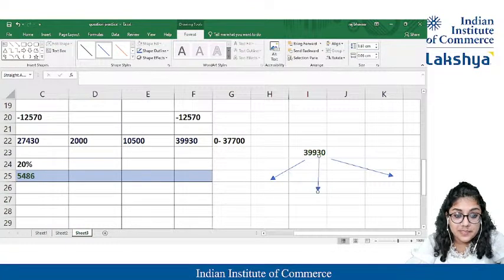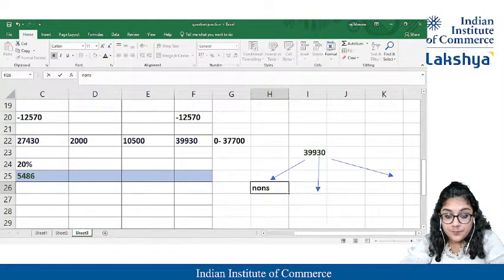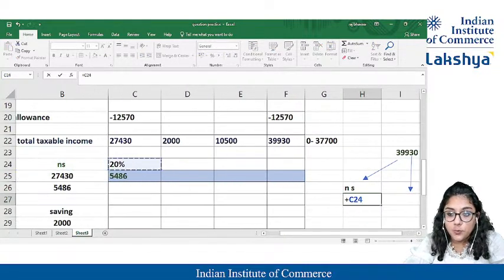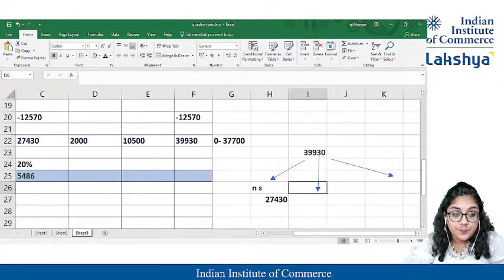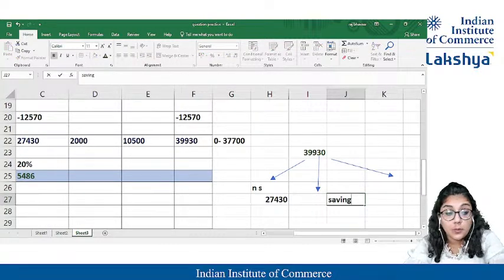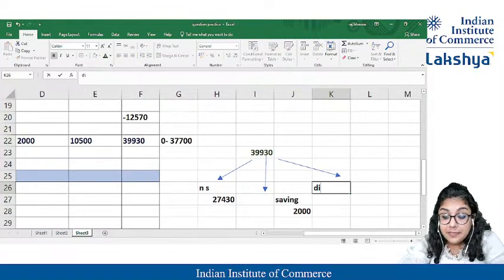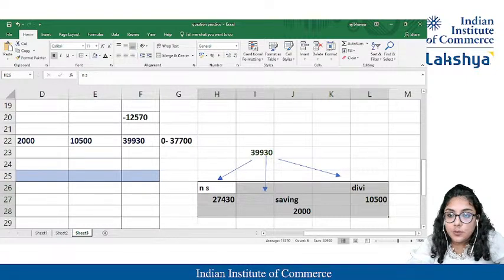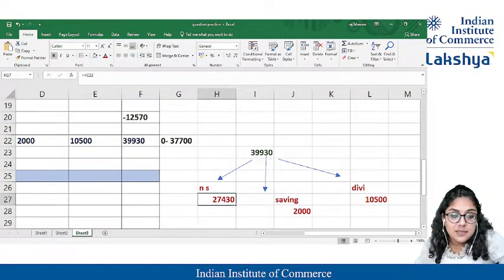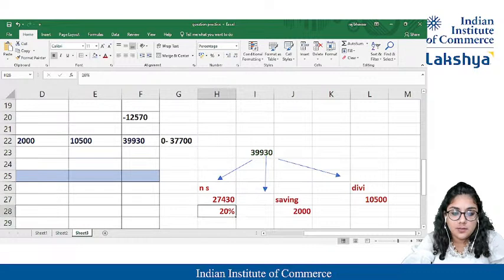First, my non-savings income is 27,430. Savings income is just 2,000. My dividend income turns out to be 10,500. So students, when I take up the total, things turn around a different way. Out of 30, if I minus this, I can pay 20% in the first slab. That's actually pretty cool.